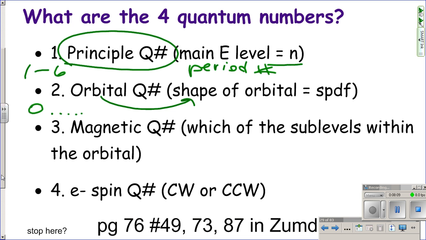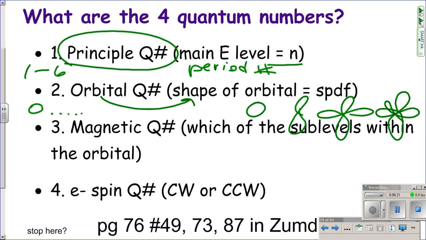So the shapes are going to be: S has a spherical shape, P has a dumbbell shape, D has a double dumbbell shape, 2 laid on top of each other, and F has more of a flower appearance. There's a lot of lobes in that one, so I'll show you pictures of those because I can't draw those really well. So the shape is just telling you, of every orbital possible in that one, which orbital shape are we talking about: S, P, D, or F. Then we get a little bit narrowed down.